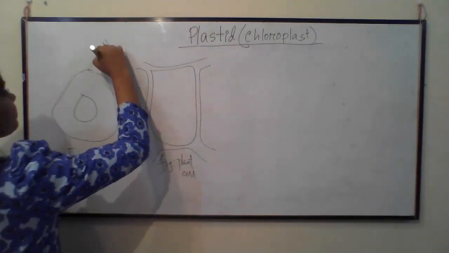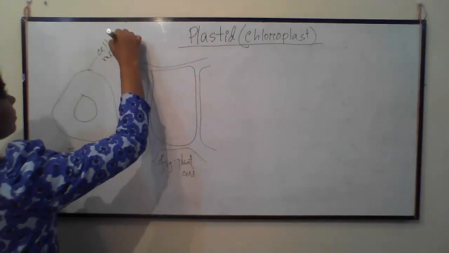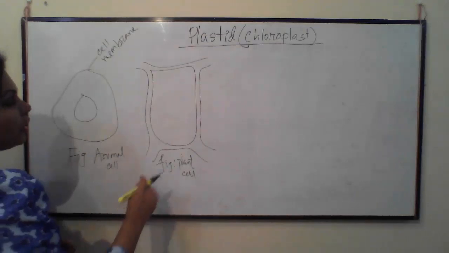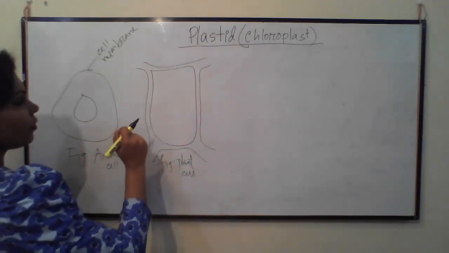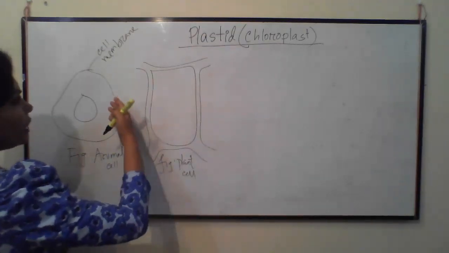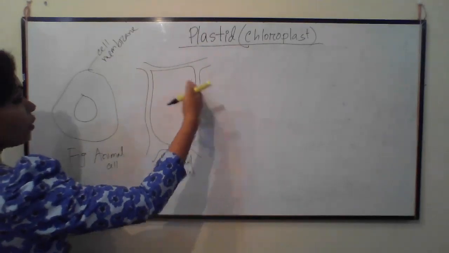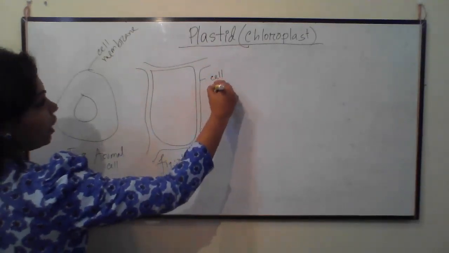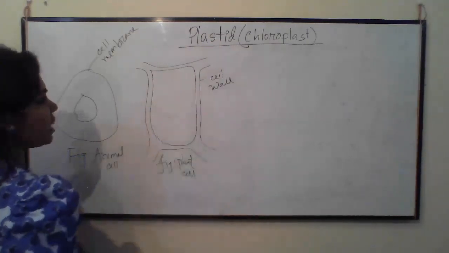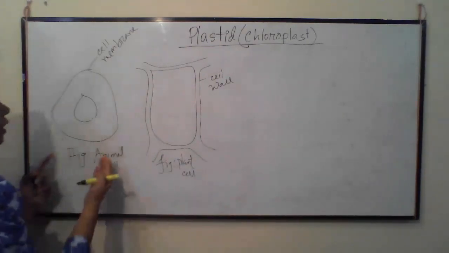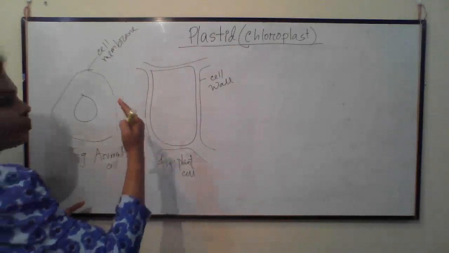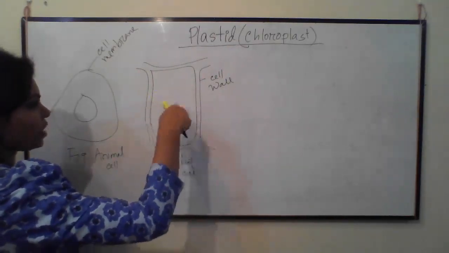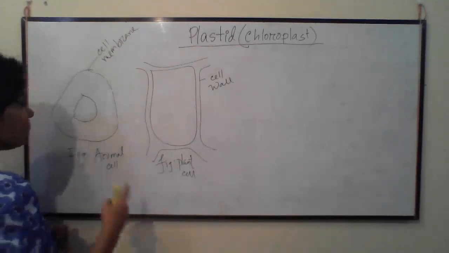In animal cell, this is the cell membrane. But in plant cell, outside the cell membrane, there is another layer. This is called the cell wall. It shows that there is no cell wall in animal cell, and in plant cell there is a cell wall, the outer layer of the cell.